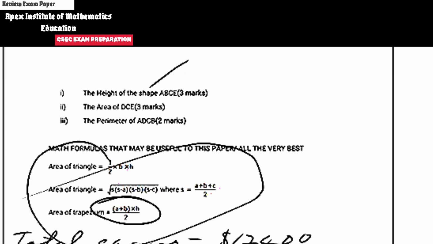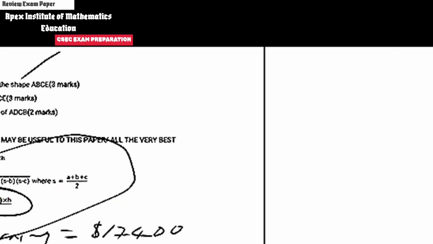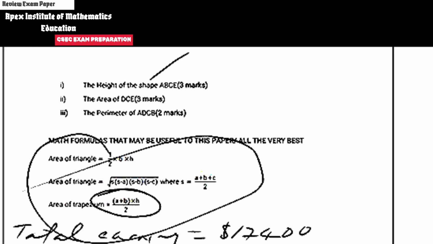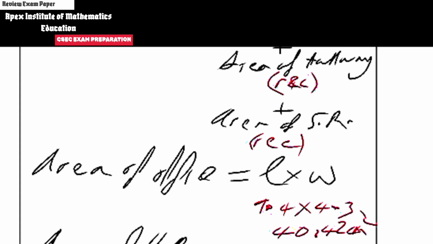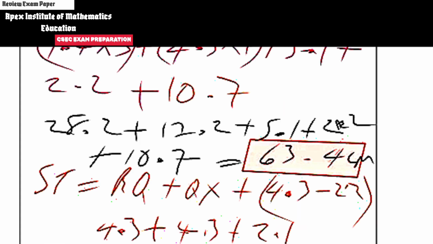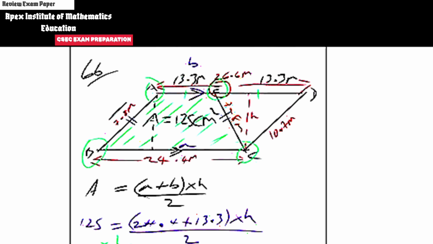So here we have the area of DCE. Let's go to our shape and touch D, C, and E to see what kind of shape it forms. Where is D, guys? Okay, here we have D, C, E. So that forms a triangle. So we need to find the area of that triangle.